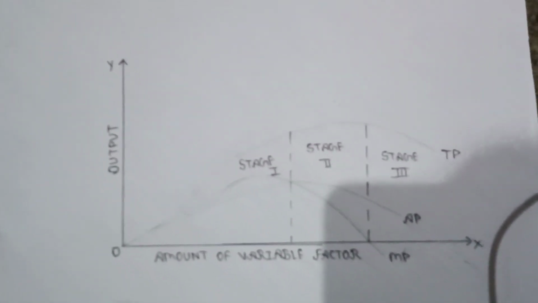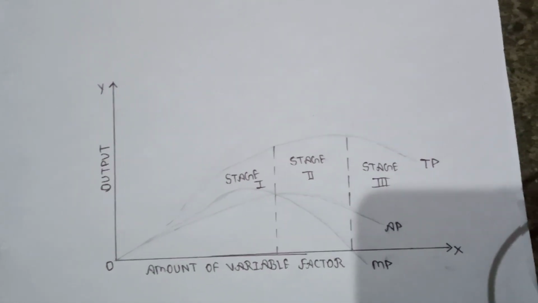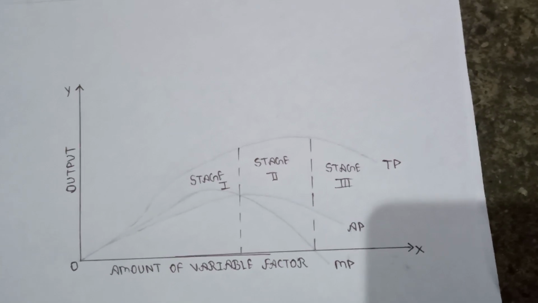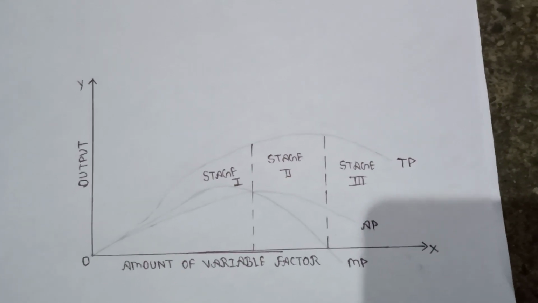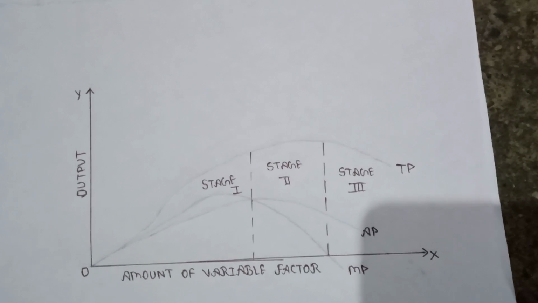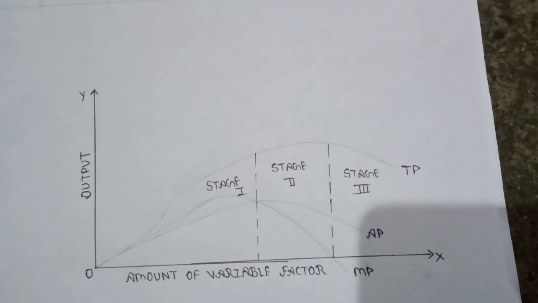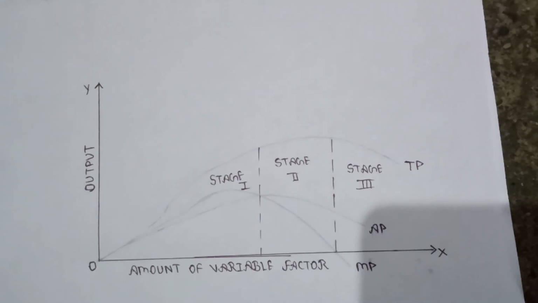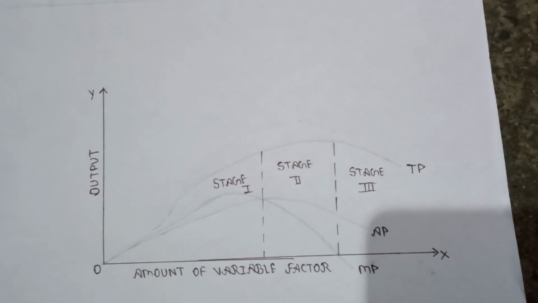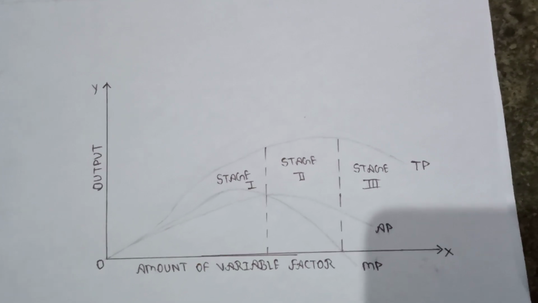Now from the graph between the amount of variable factor and the output, we get 3 curves: marginal product, average product, total product. Stage 1 is the increasing returns, stage 2 decreasing returns, and stage 3 negative returns. In stage 3, you can see that the marginal product is declining at a negative value. In stage 2, you can see the marginal product is declining but at a positive rate.